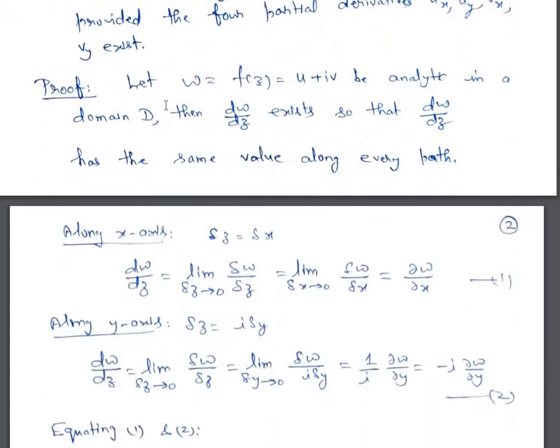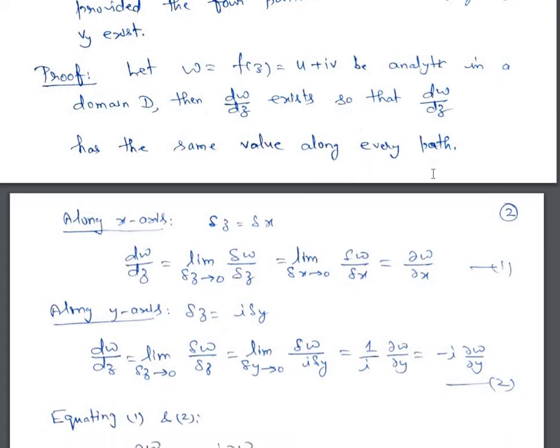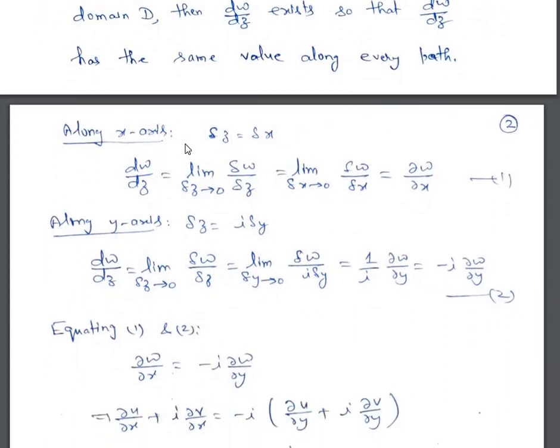Proof. Suppose that f(z) = u + iv is analytic in a domain D. Now because the function is analytic, its derivative will exist. So dw/dz exists. Therefore dw/dz has the same value along every path. Now if you take the path along the x-axis, what is delta z? Delta z is taken as delta x + i times delta y. Now if we move along the x-axis, then delta y is 0. So delta z will be equal to delta x.